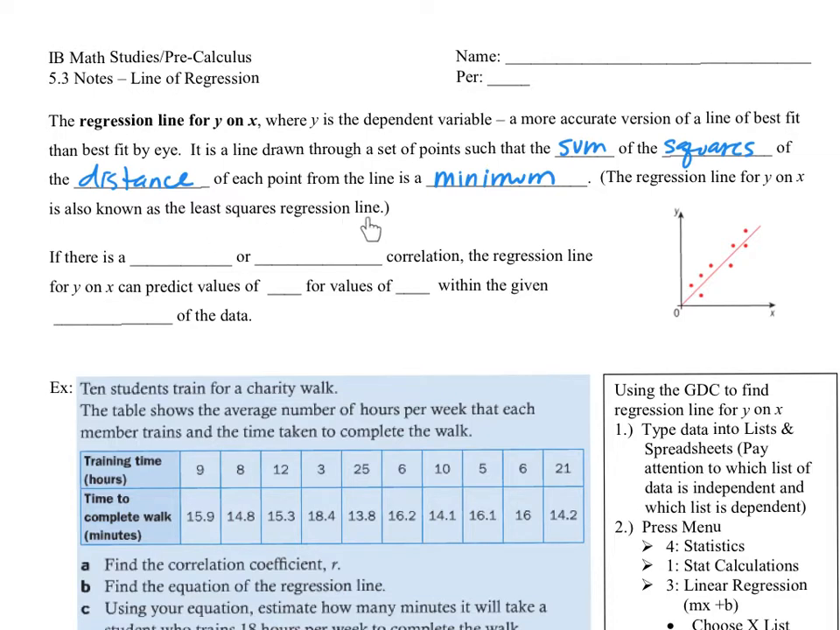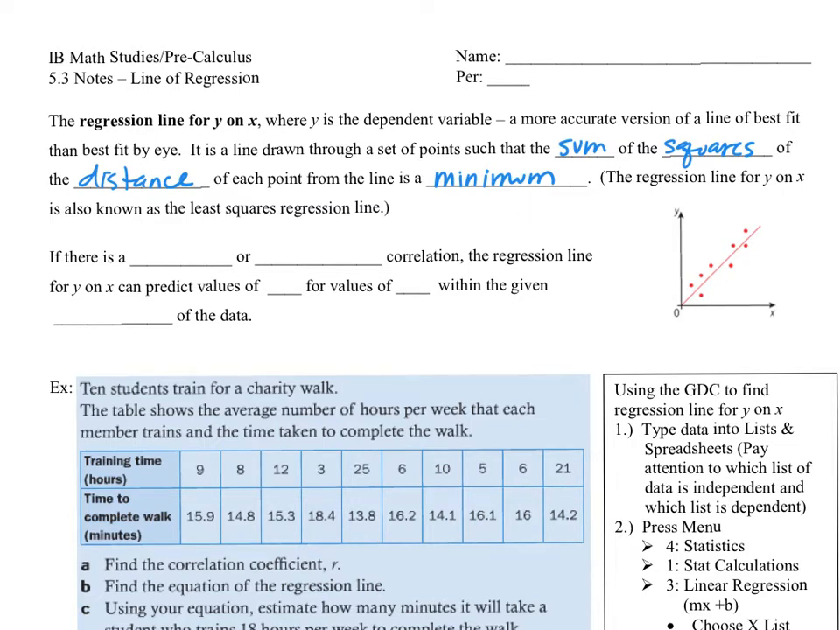So you can imagine that there's a lot of arithmetic that goes into finding the sum of the squares of the distance of each point and showing that each of those distances is a minimum. For this course, we will let the calculator do all that arithmetic. We're just going to use that line of regression to possibly sometimes make a prediction.